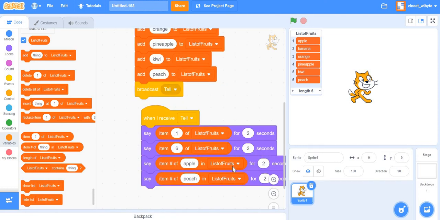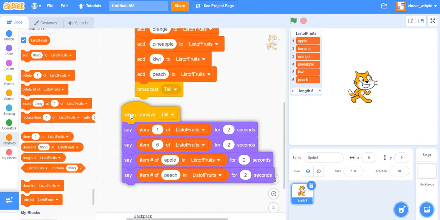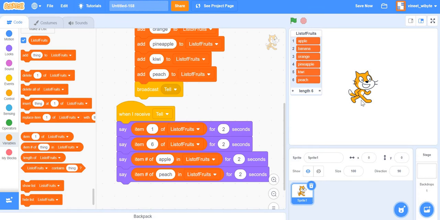And after that, I've got some statements that my cat sprite will make, which is, say, item 1 of list of fruits, item 6 of list of fruits, item number of apple in list of fruits, item number of peach in list of fruits, right? So it's usage of these two. Remember, this is item and this is this hash sign, this pound sign as they call it in some places, is the difference between this statement and this statement, right? But the end result is quite different. Yeah. So let's look at this.